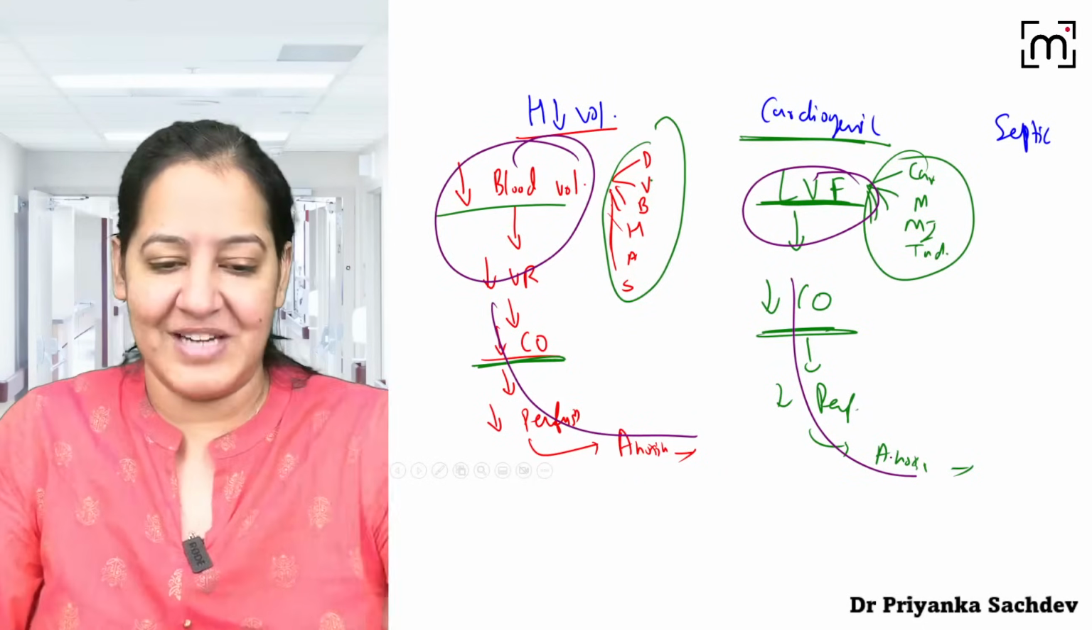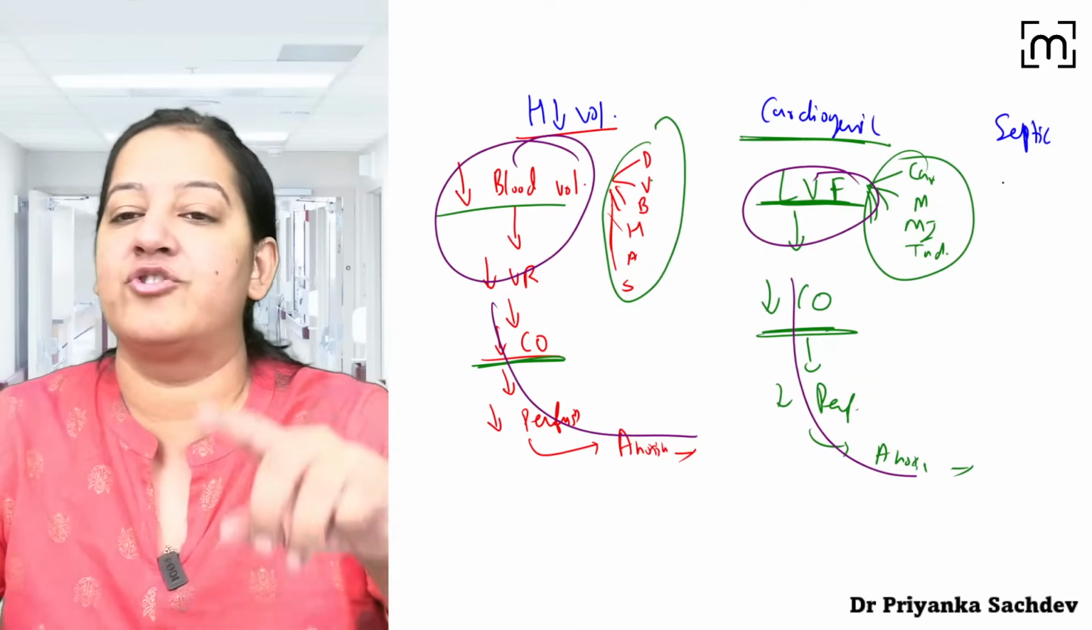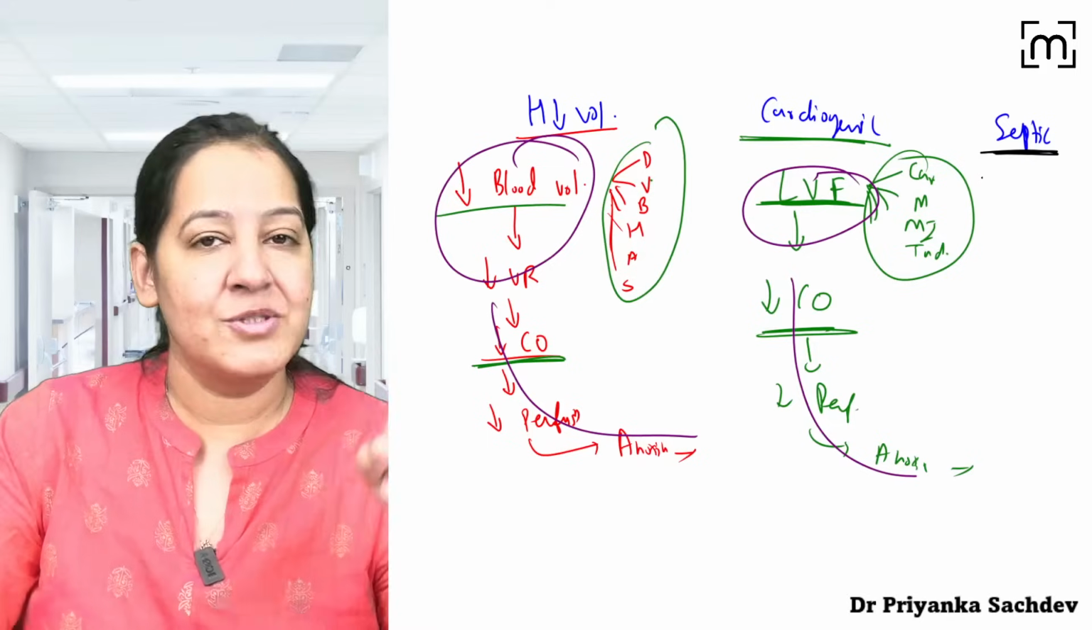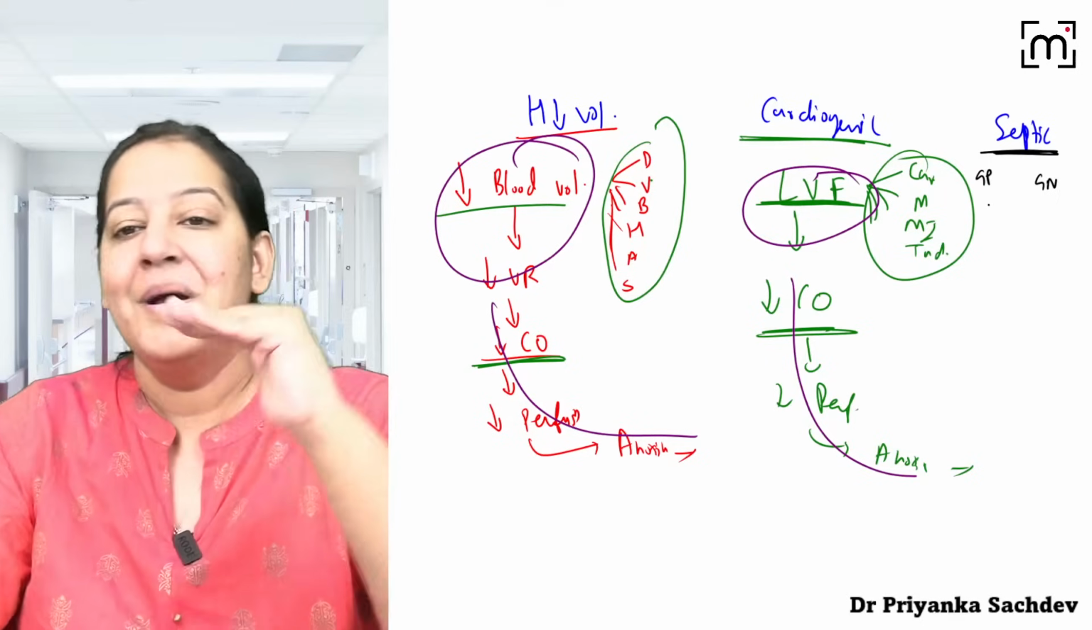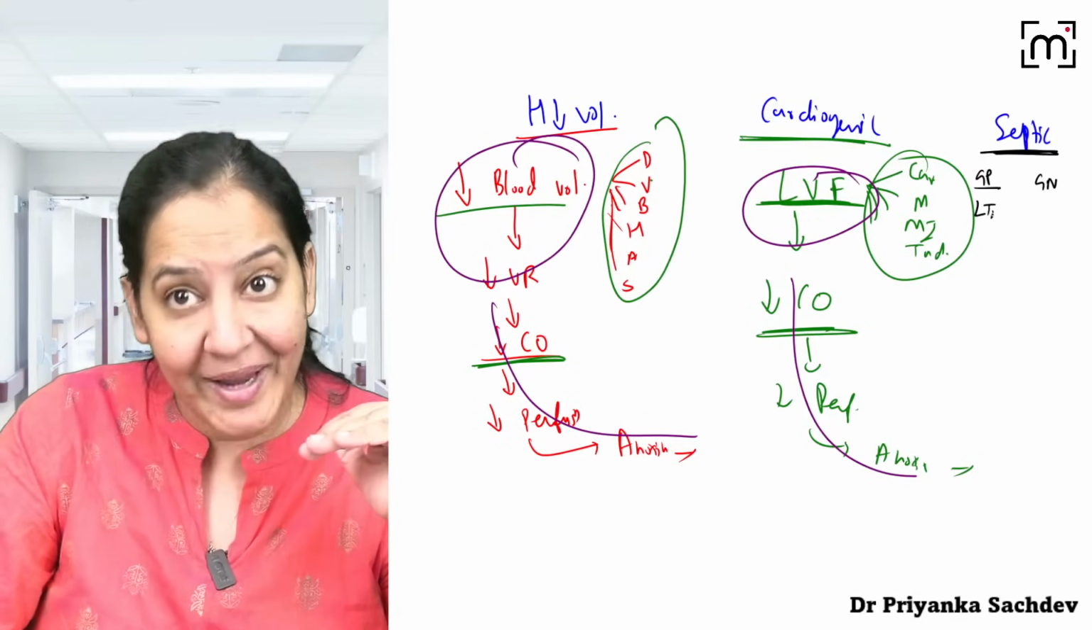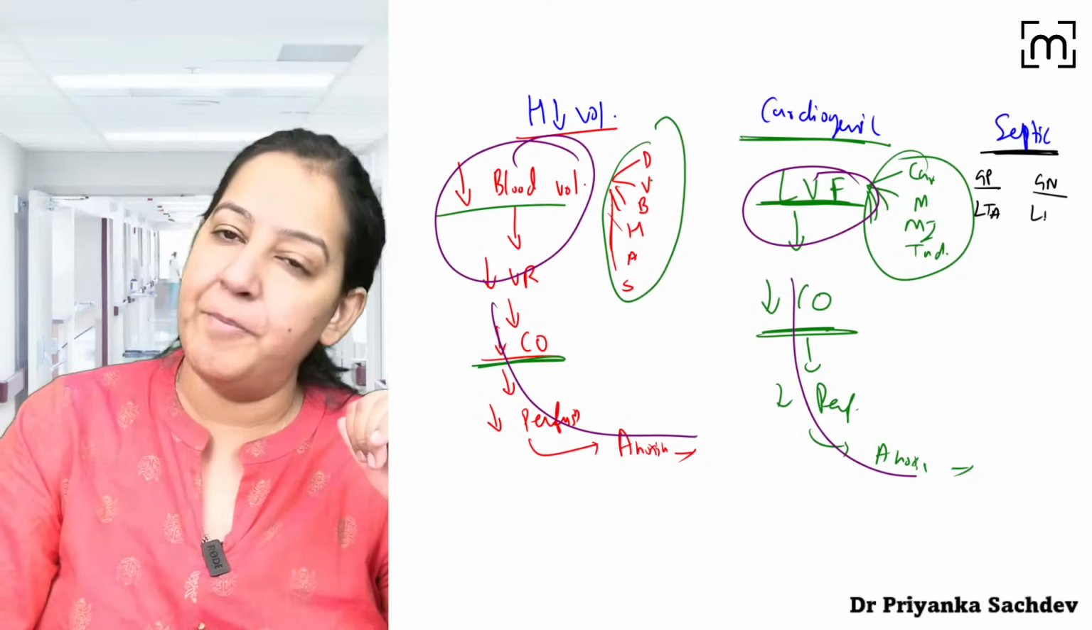Coming to the third and last type of shock, the difficult one, which is septic shock. On one side, write down gram-positive bacteria. On the other side, write down gram-negative bacteria. Below gram-positive, write down lipoteichoic acid. And below gram-negative, write down lipopolysaccharide.